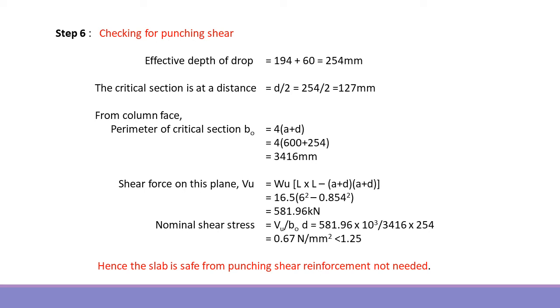So it will be less than 1.25. Hence the slab is safe from punching shear, so punching shear reinforcement is not needed.